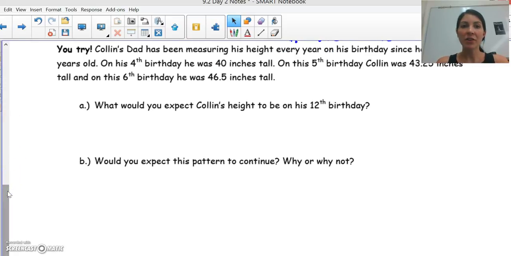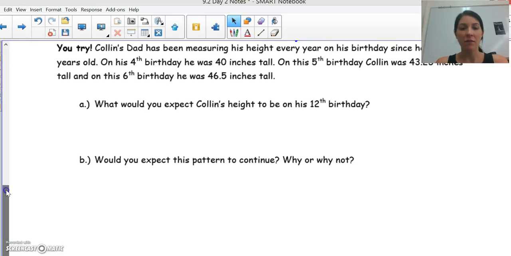All right, let's go over the answer to the U-try problem. It says, Kellen's dad has been measuring his height every year on his birthday since he was 4 years old. On his 4th birthday, he was 40 inches tall, 5th birthday, 43.25 inches tall, and on his 6th birthday, he was 46.5 inches tall. I want to know what would you expect Kellen's height to be on his 12th birthday. So let's kind of write out what's going on here so that we can recognize the pattern.